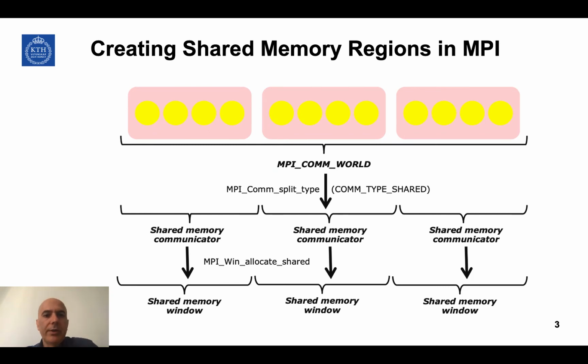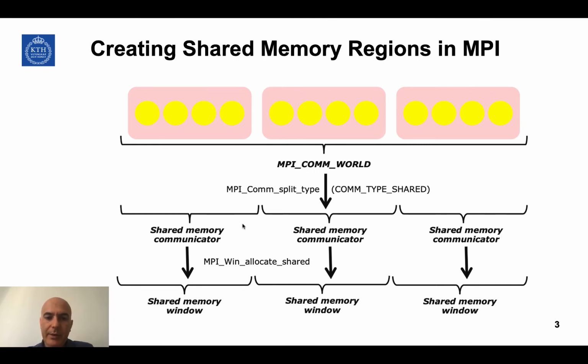So how is this going to work? In this case, we have 3 nodes in pink, and we have 4 processes per node. We start our MPI application with MPI_COMM_WORLD, which will consist of 12 MPI processes. The first step we need to do is to split the communicator into 3 shared memory communicators. For doing that, we use the function MPI_Comm_split_type. So we go from our MPI_COMM_WORLD communicator to shared memory communicators.